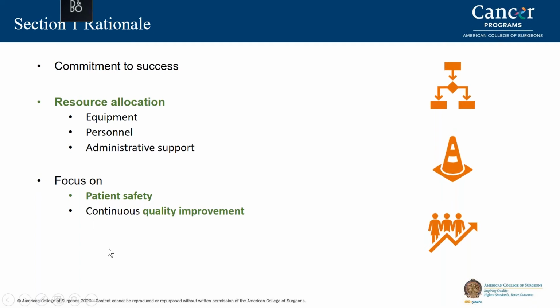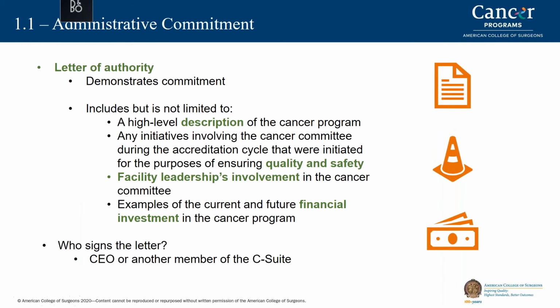Next slide. This involves a commitment by the administration to offer a letter of authority from the facility leadership, which is generally the CEO or the equivalent. This demonstrates the commitment of the Cancer Committee, which includes, but certainly is not limited to, other members that you see on this slide. Now remember, the CEO or another member of the C-suite must be the one who develops this particular letter for the facility. Next slide.